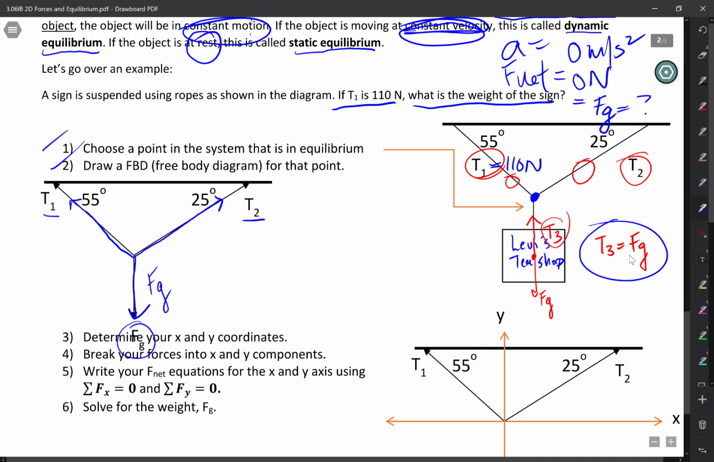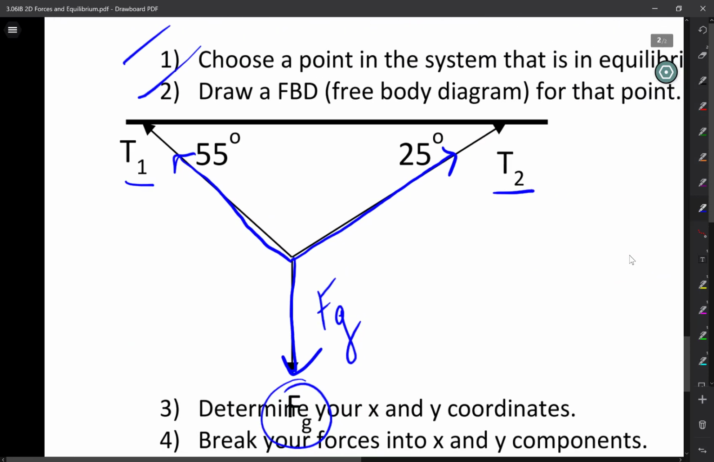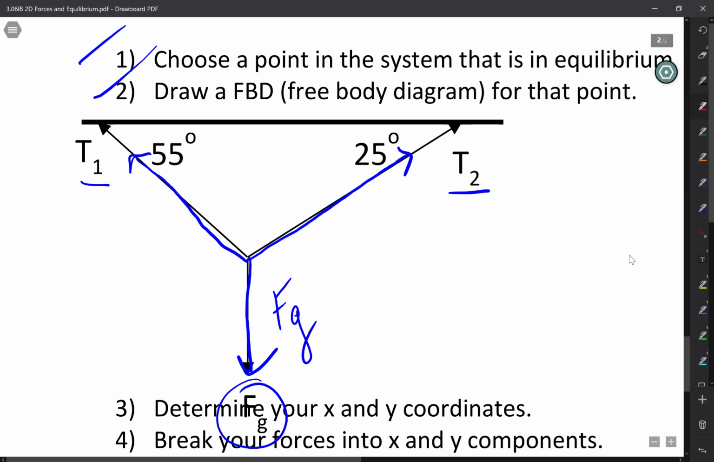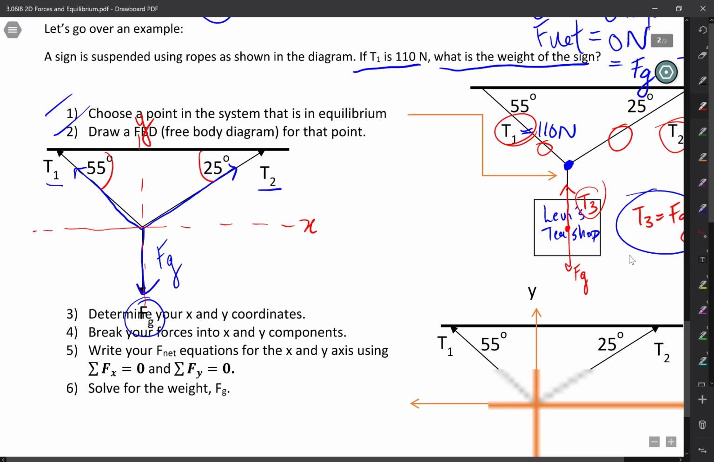3 is determine the x and y coordinates of your system. So I'm going to choose these ones here because it's generally helpful. It's easier to work with because look at the angles. They already give us the angles in relation to the horizontal, which is useful. So I've done my x and y coordinates. So then I can go to 4, which is break your forces into x and y components.